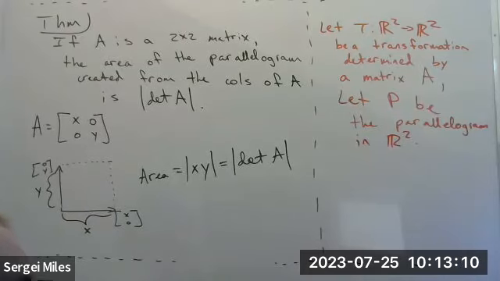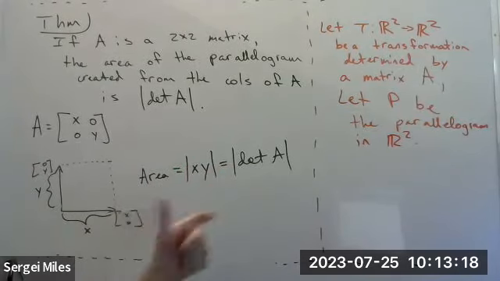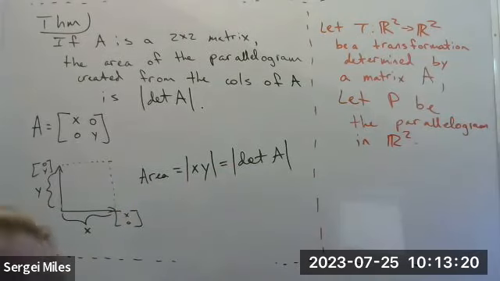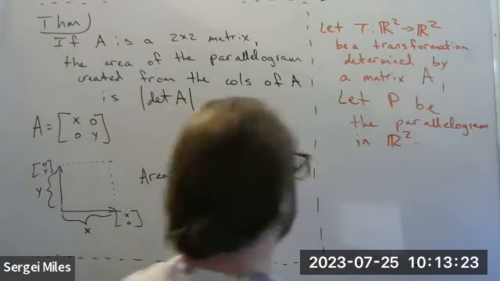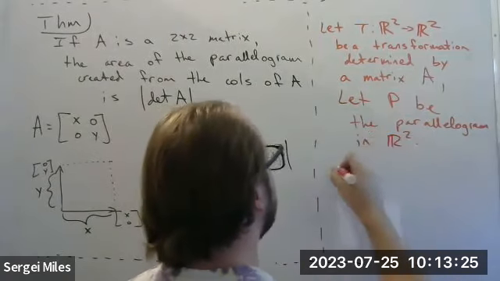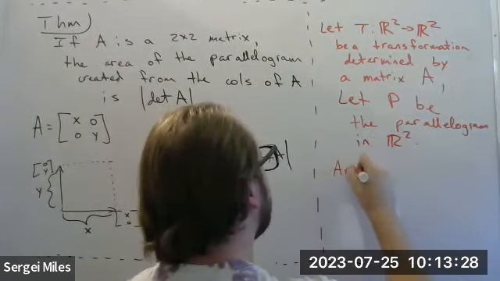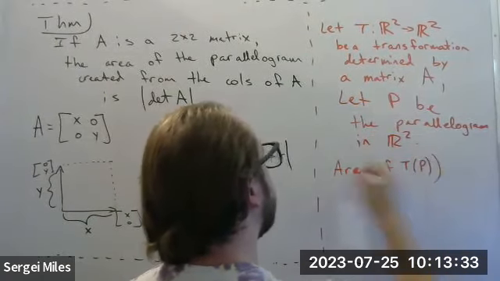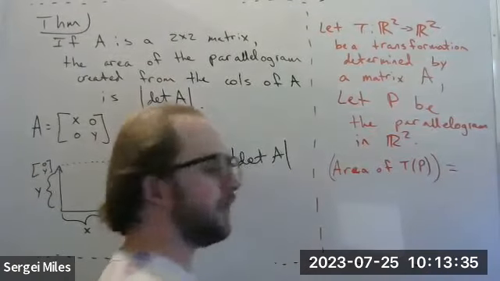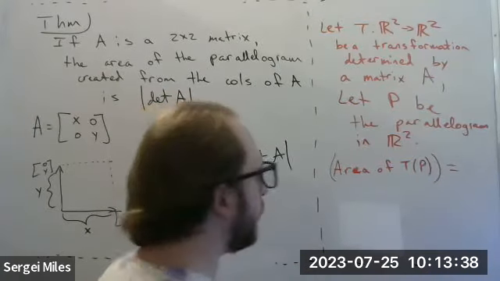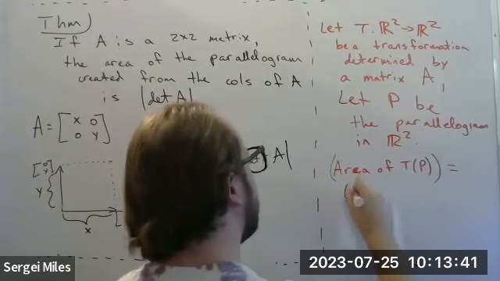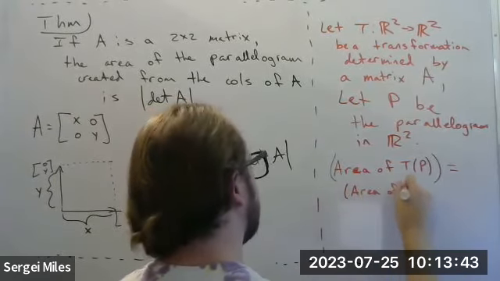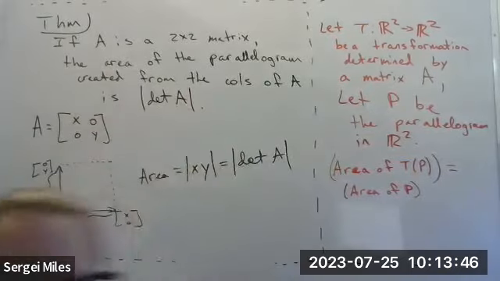In fact, if P is a matrix, then the area of the parallelogram is the determinant of the column vectors it's made from, right? But now I want to think about what happens when I transform P. The area of T of P. What happens when I transform my parallelogram? Well, first of all, you're going to have the area of P. What's the area of the parallelogram?